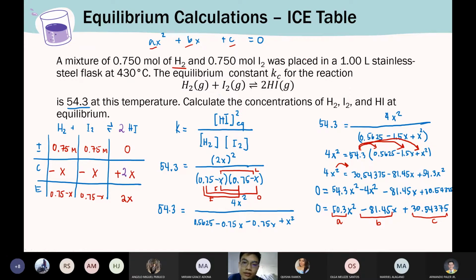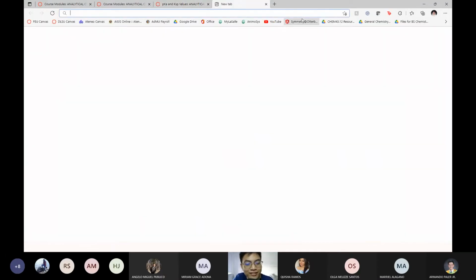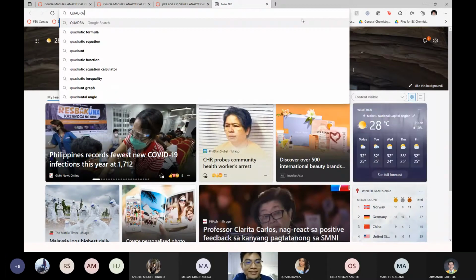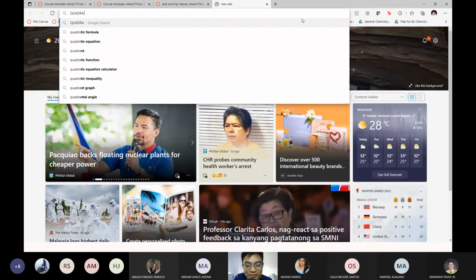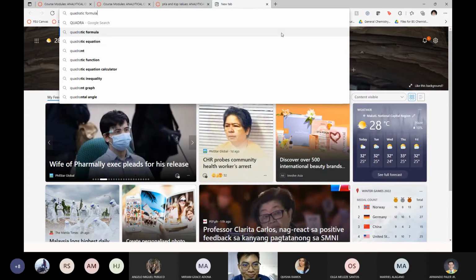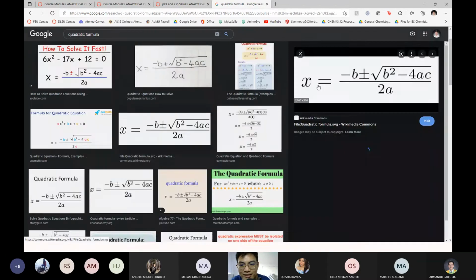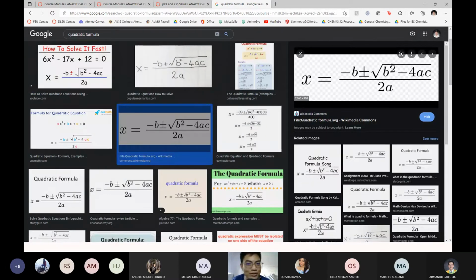Ano gagawin nyo dito? Sabi ni algebra, if you have x raised to 2, use your quadratic equation, which I don't remember at all. Okay? So, let's look up for the quadratic equation formula. Mas alam ko lang negative b. Tapos, square root of something, di ba? Okay. So, you will need to use the quadratic formula. That's negative b plus minus square root of b squared minus 4ac over 2a.